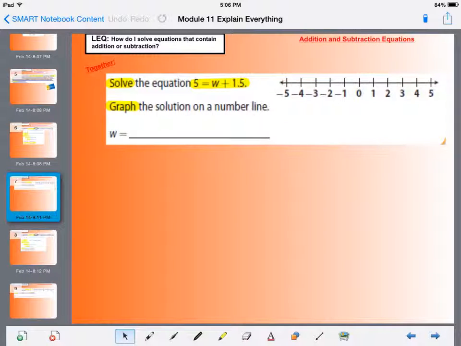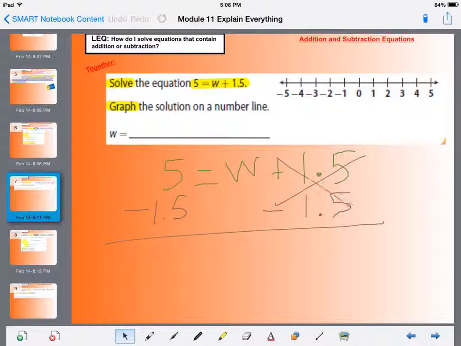So let's go ahead and try this one together. If we have to solve the equation 5 equals W plus 1 and 5/10. The only thing that's different here is they switched the commutative property. They just gave me the equal on the other side. That's not going to change anything. And they also gave me a decimal to work with. Well, we can do that. That's fine. Our equation is 5 equals W plus 1 and 5/10. In order to solve for W, we're going to have to do the inverse operation, which is minus. So we're going to do minus 1 and 5/10 on both sides.